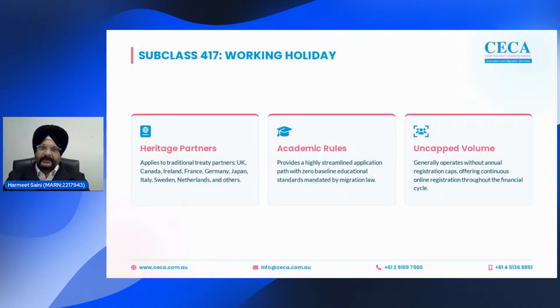Let's discuss the first subclass, 417 working holiday visa. This visa applies to traditional treaty partners, for example, United Kingdom, Canada, Ireland, France, Germany, Japan, Italy, Sweden, Netherlands, and many more countries. Basically, this visa is granted to passport holders from these European countries, Canada, USA, and a few Asian countries as well.